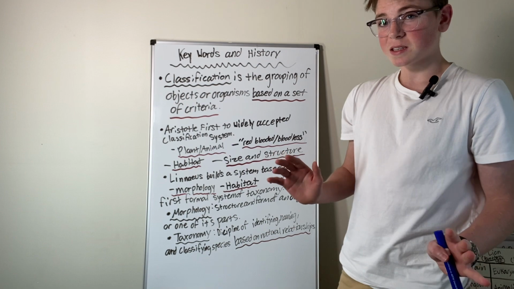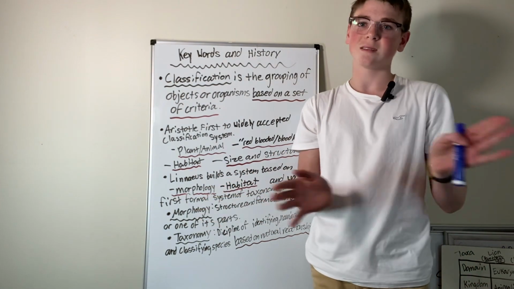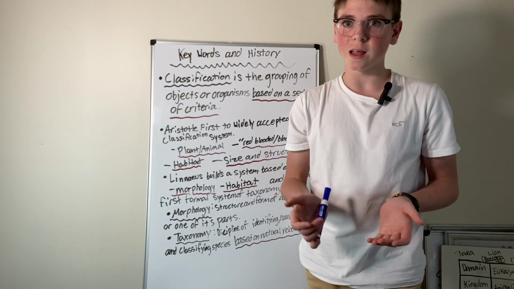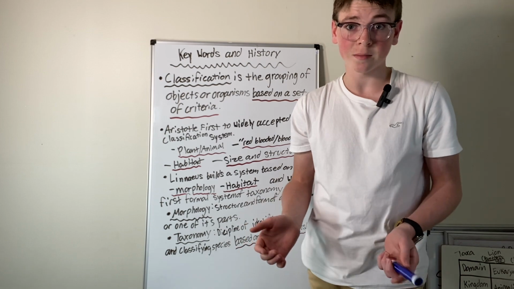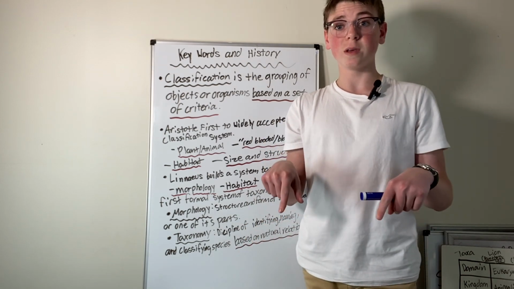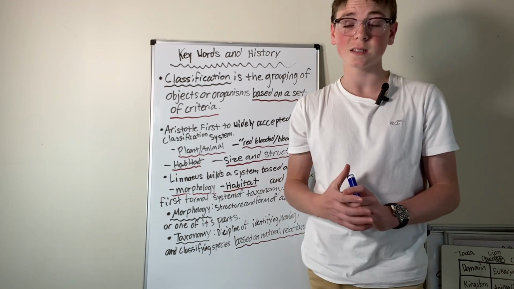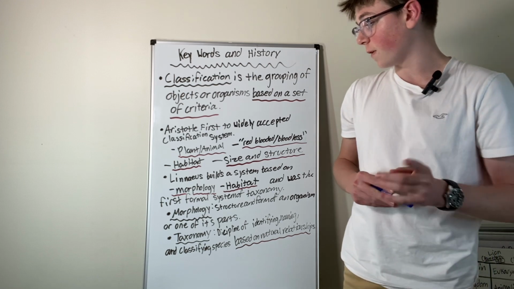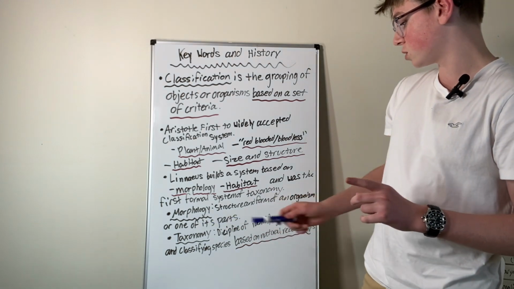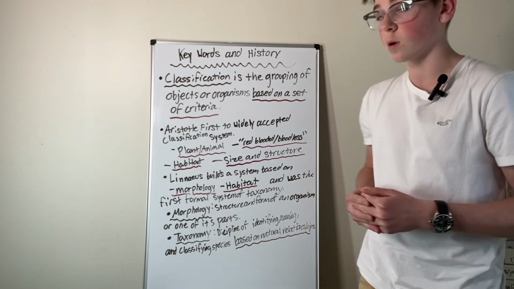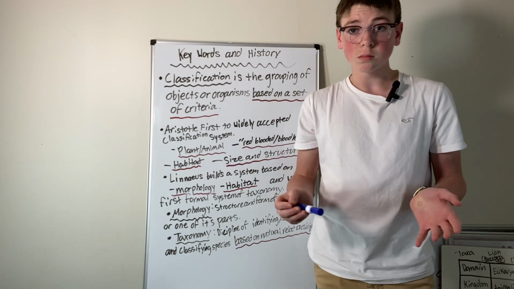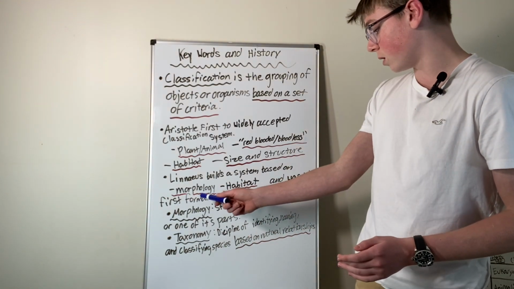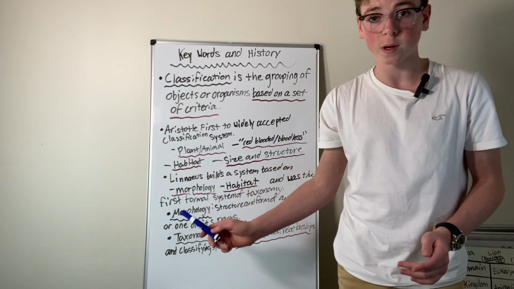Then, Linnaeus is this new guy. He's like, yeah, I mean, it's good, but it could be better. So he develops his own system, and now today we use a system that's based off Linnaeus' system, but just tweaked a little bit. So Linnaeus builds a system based on morphology, which is the structure and form of an organism or one of its parts. So it's like the study of the structure of an organism or one of its parts.